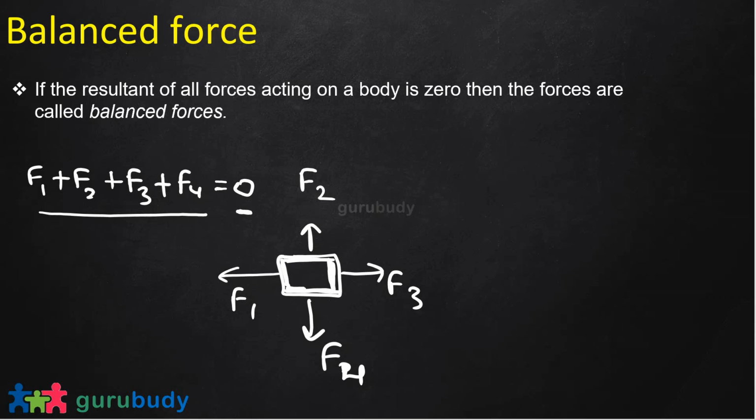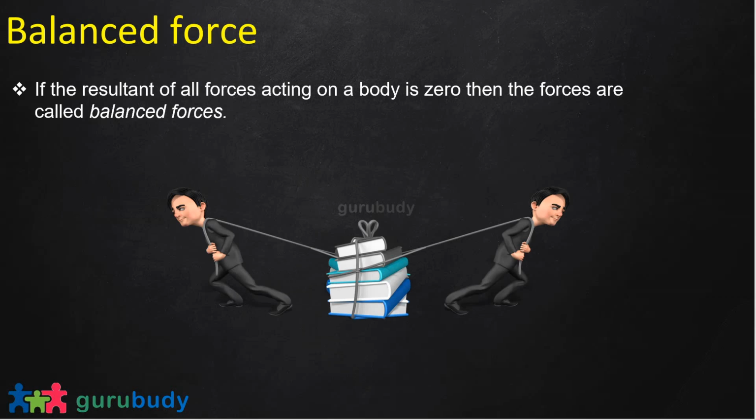The resultant of all the forces acting on an object doesn't mean that F2 has to be 0. It's that the sum of every force together has to be 0 for the object to be in balanced force. Let's look at one more example here.